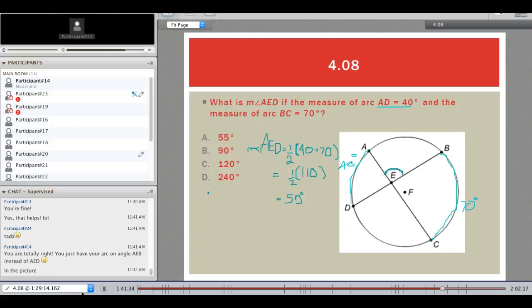Oh, I guess I got confused because I think there was another problem that had AEB. So yes, look how fast that turns into a B. Okay, so the answer should be 55 degrees. That's AEB.